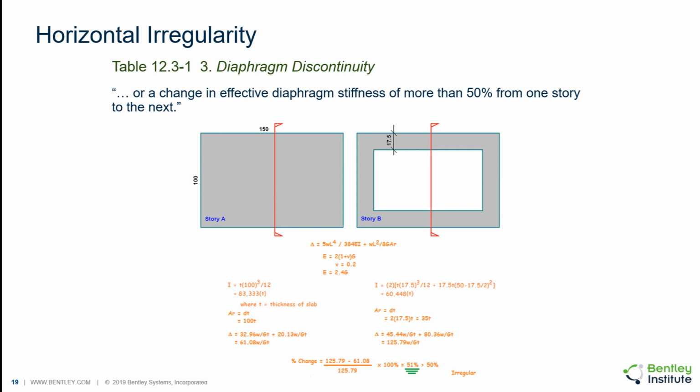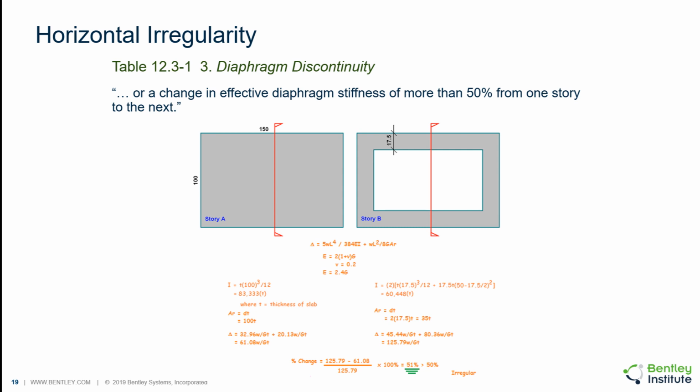A third configuration classified as a diaphragm discontinuity irregularity is where the effective diaphragm stiffness changes more than 50% from one story to the next. This might occur because of changes in the deck properties, narrowing of the diaphragm, or the presence of openings and cutouts. Using the figure from the previous illustration, one possible approach is to calculate the deflection, starting with the deflection equations for a simple beam as shown. You need to consider both the flexural stiffness and the shear stiffness.